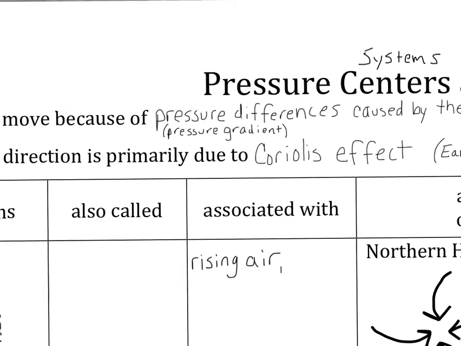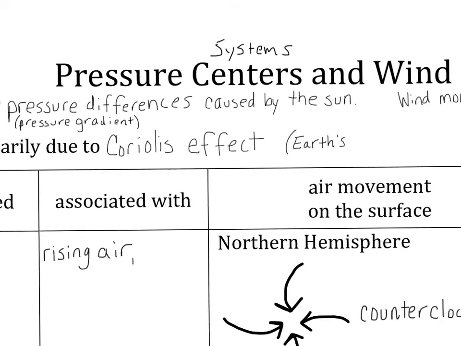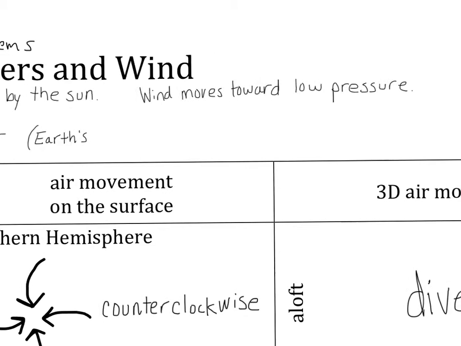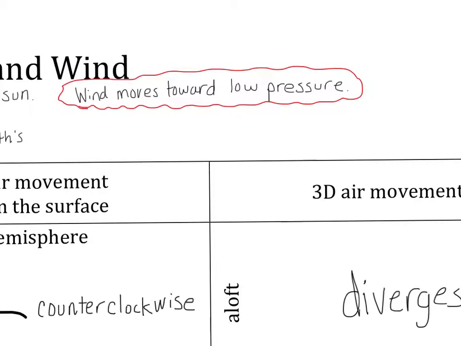Okay, some things to remember. We've talked about this, that winds move because of pressure differences, that thing we call the pressure gradient. There's a difference in pressures over some distance, and those pressure differences are caused by the sun. And this is very key to remember: wind moves towards low pressure. Very important. Remember that. That will help you to understand a lot of what we're going to do on the rest of this page and the next page.